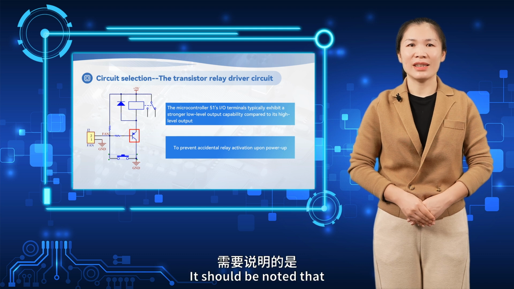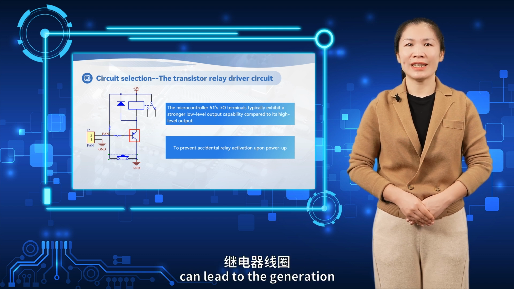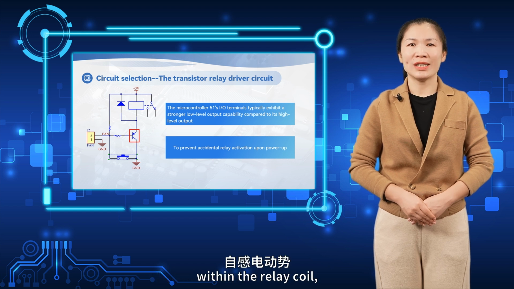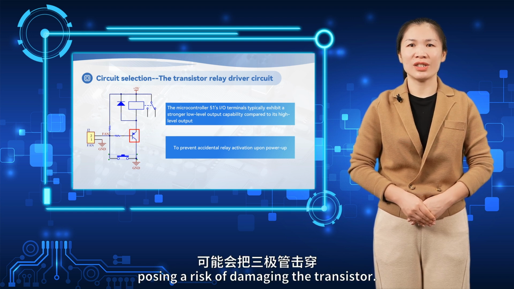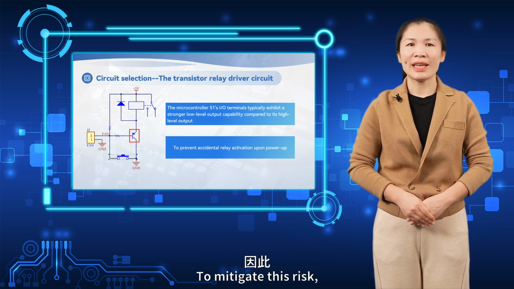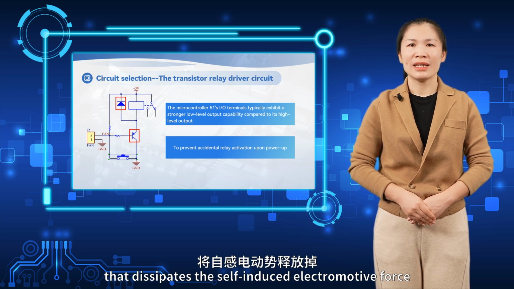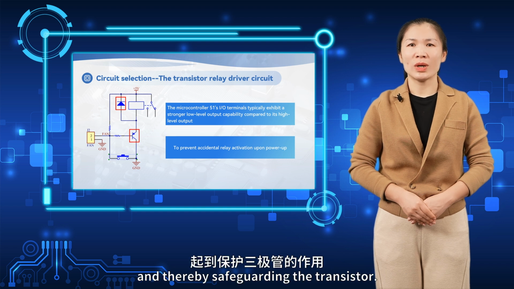It should be noted that the sudden cutoff of the transistor can lead to the generation of a self-induced electromotive force within the relay coil, posing a risk of damaging the transistor. To mitigate this risk, a diode should be connected in parallel with the relay coil, creating a path that dissipates the self-induced electromotive force and thereby safeguarding the transistor.